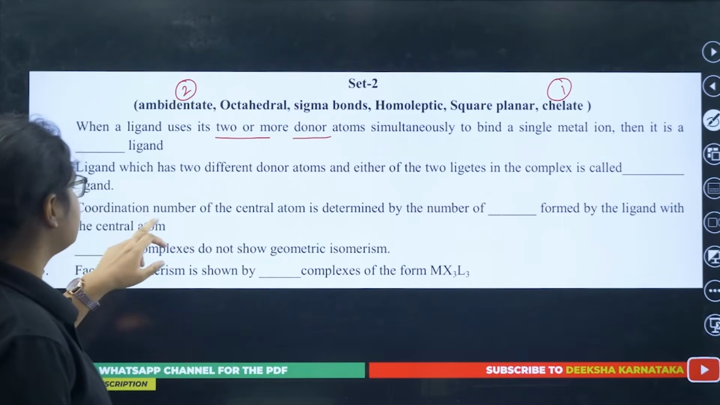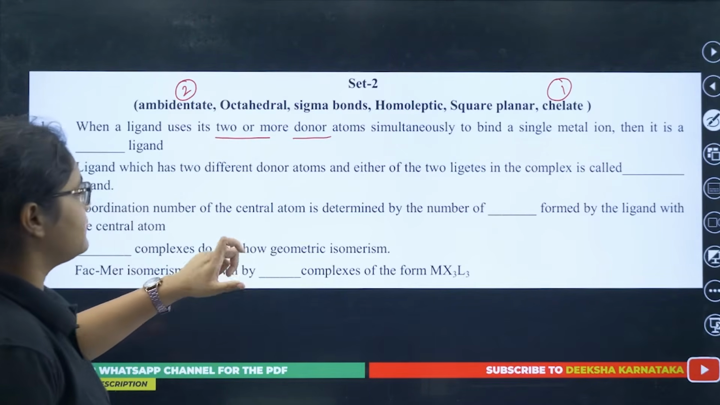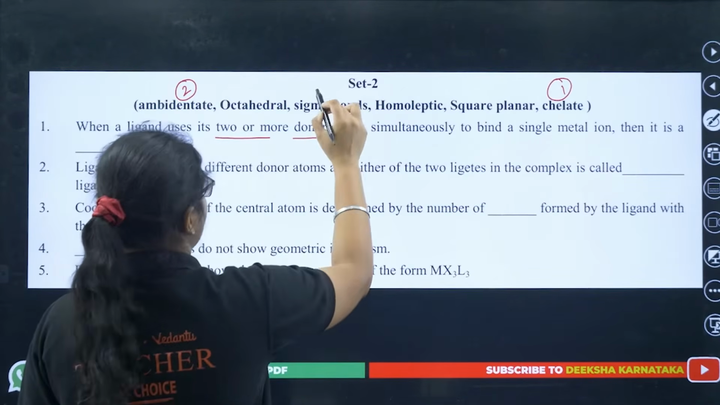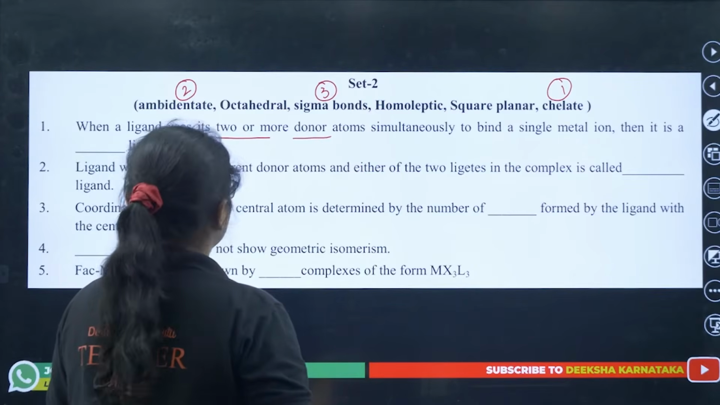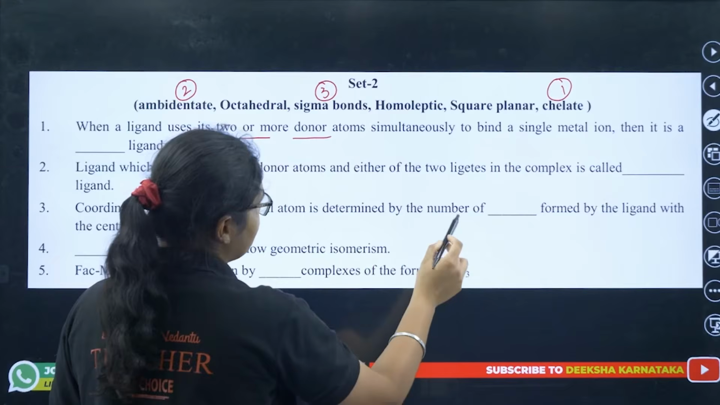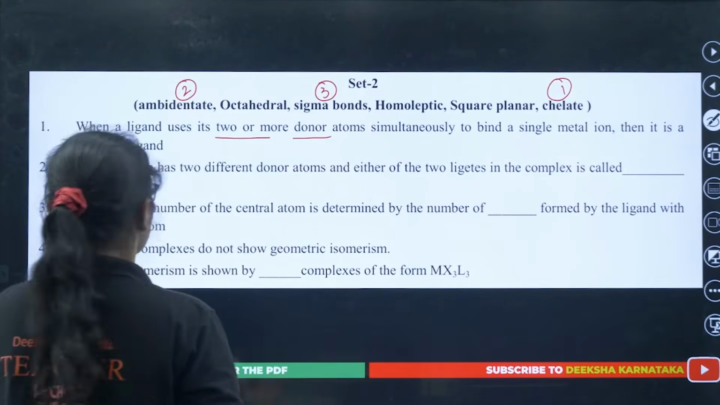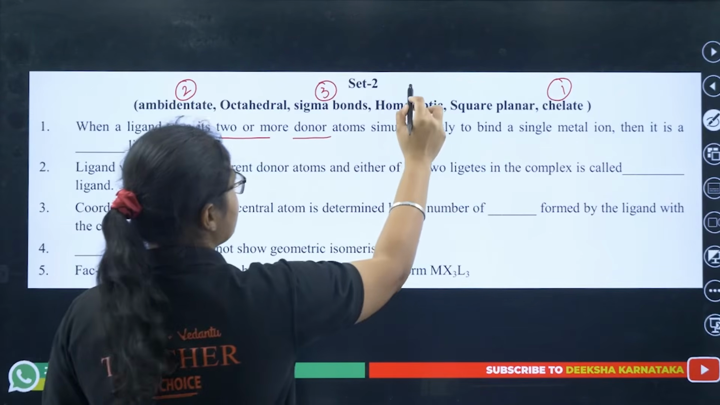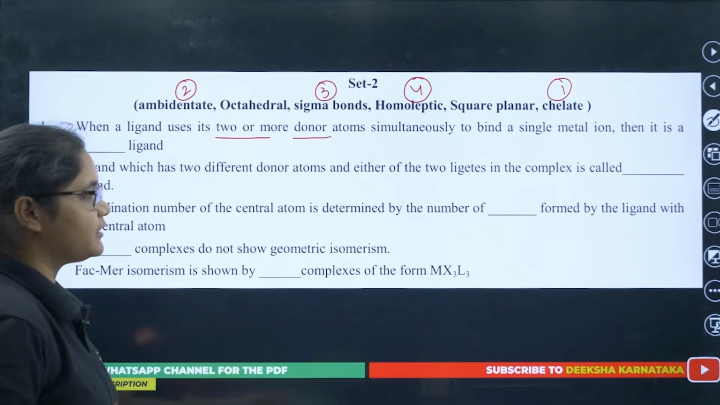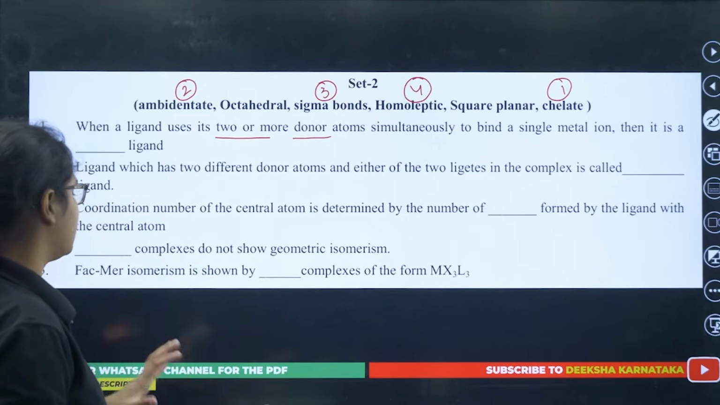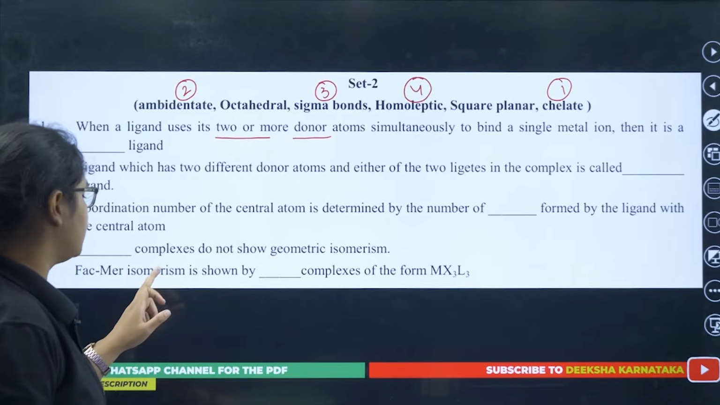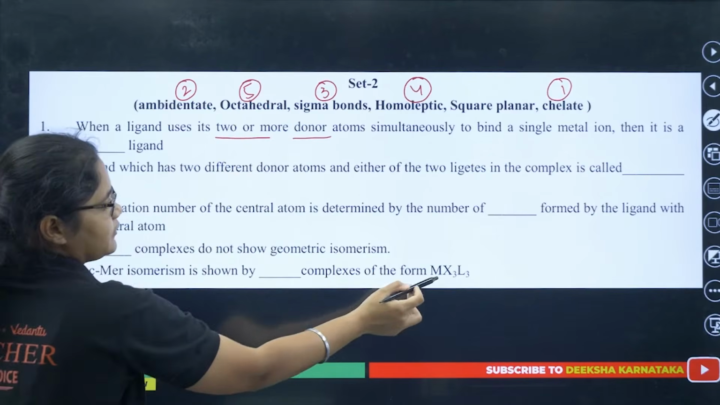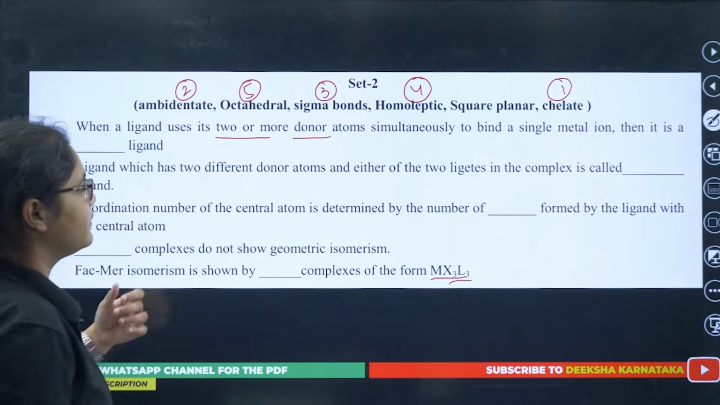Next, the coordination number of the central atom is determined by the number of sigma bonds formed by the ligand with the central atom, right? Homoleptic complexes do not show geometrical isomerism, because you need different ligands; if it is the same ligand, there will be no geometrical isomerism. Facial and meridional isomerism is shown by octahedral complexes, right? Because in MA3B3 you can see six ligands, so it is an octahedral complex.